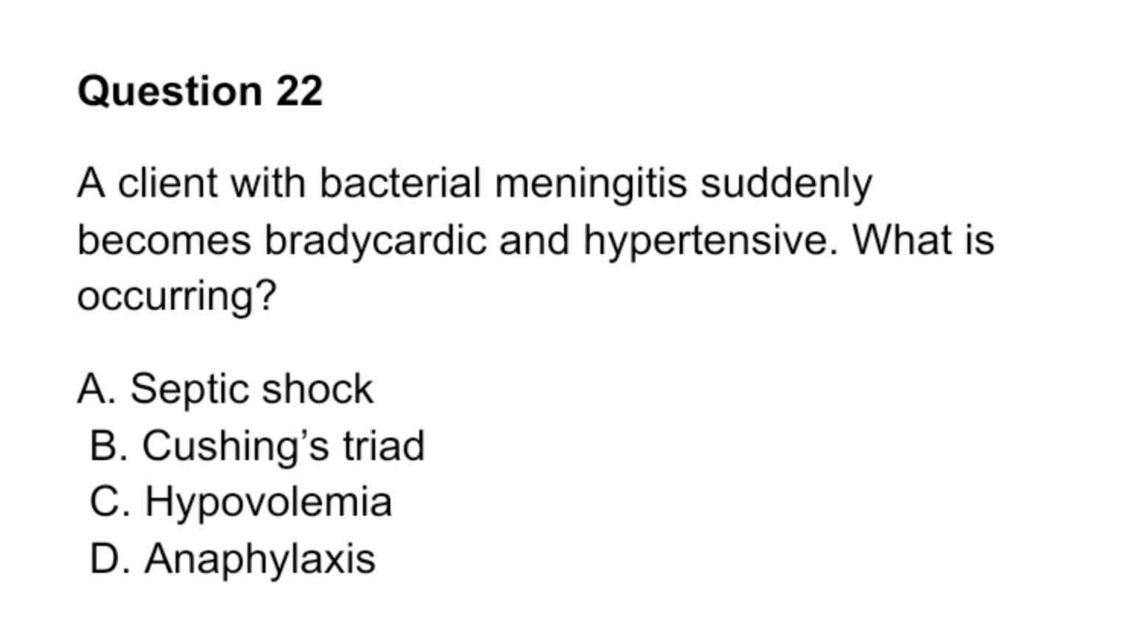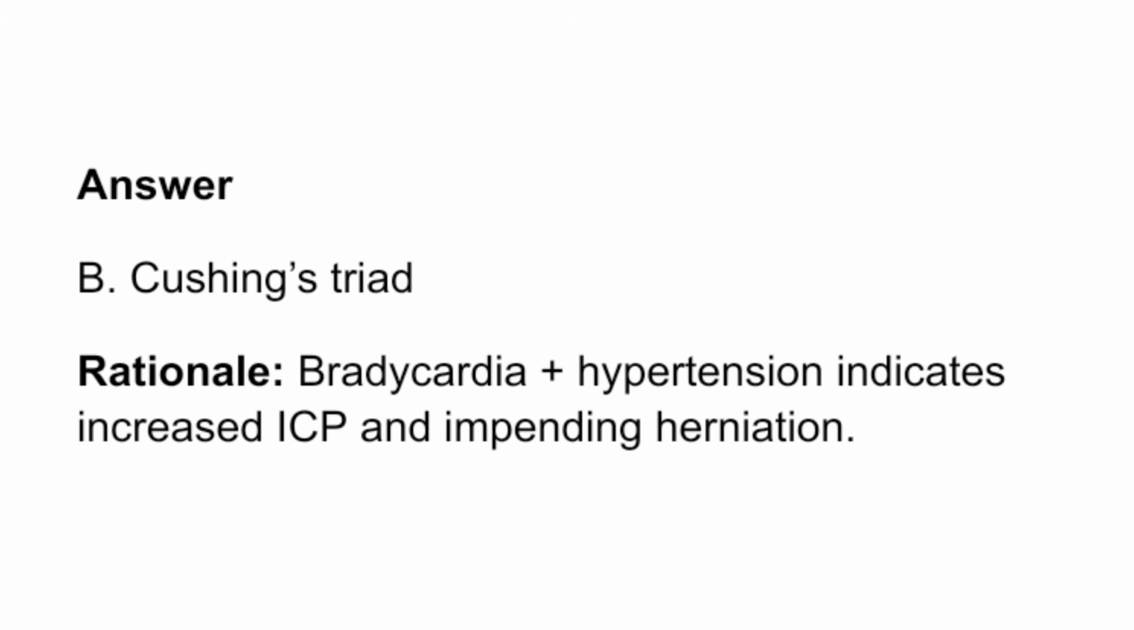Question 22. A client with bacterial meningitis suddenly becomes bradycardic and hypotensive. What is occurring? A. Septic shock. B. Cushing's triad. C. Hypovolemia. D. Anaphylaxis. Answer. B. Cushing's triad. Rationale. Bradycardia plus hypertension indicates increased ICP and impending herniation.